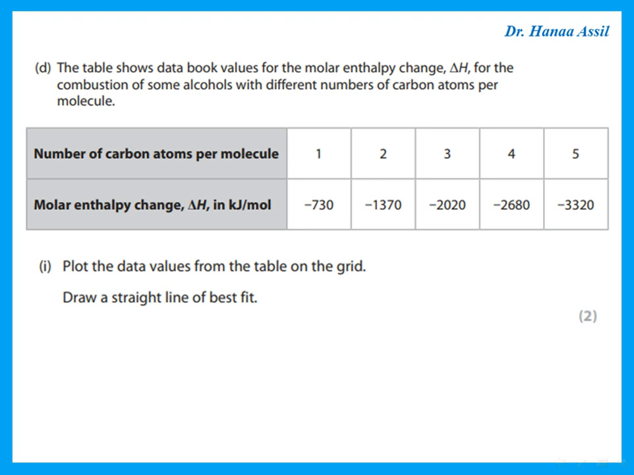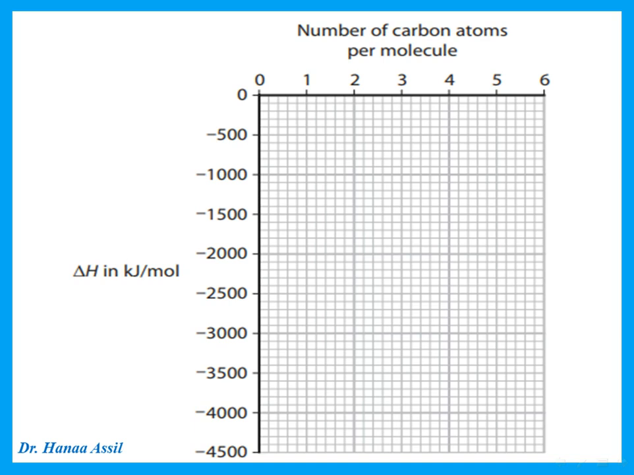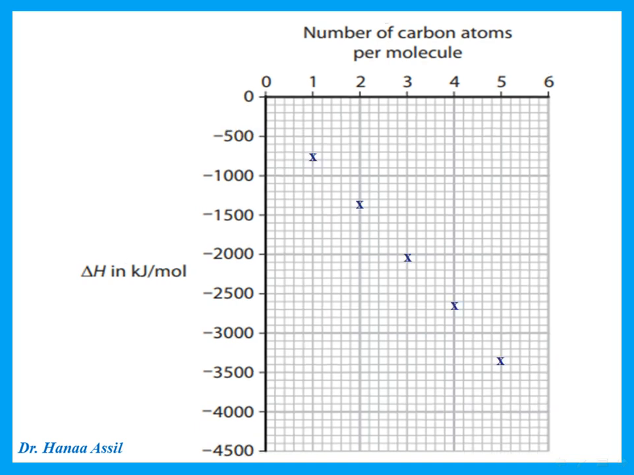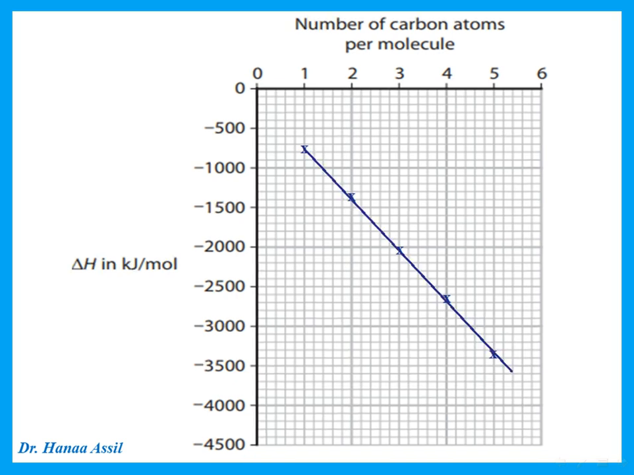The table shows data book values for the molar enthalpy change, ΔH, for the combustion of some alcohols. So he compared alcohols with different numbers of carbons and determined their ΔH. Plot the data values from the table on the grid and draw a straight line of best fit. So he gives you the grid, you plot the points, we're going to find that the points look like this, and draw a line of best fit. We don't need to join it to the 0 mark. So this is the line of best fit. Straight line means with a ruler.